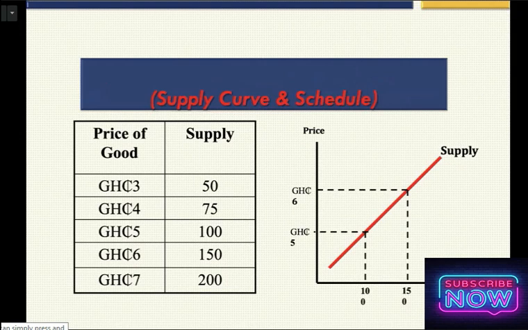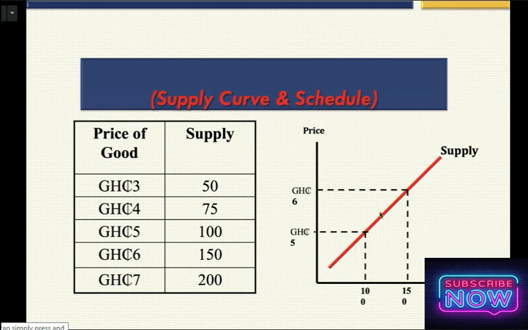I have already shown you graphically how the supply curve looks like. But on this chart, this is how the supply curve also looks like. So this is a supply schedule. A supply schedule is a table that shows quantity supplied against the corresponding price. And a supply curve is a curve that shows the relationship between quantity supplied of a commodity against its various prices. So just as we have movement along demand curve and shift in demand curve, we also have a shift of the supply curve and then movement along the same supply curve.